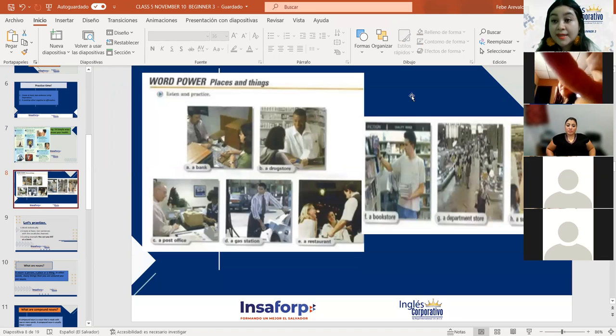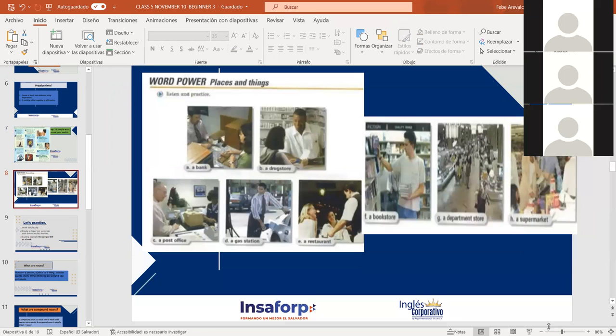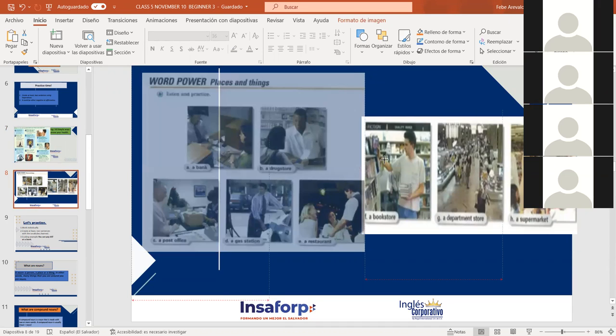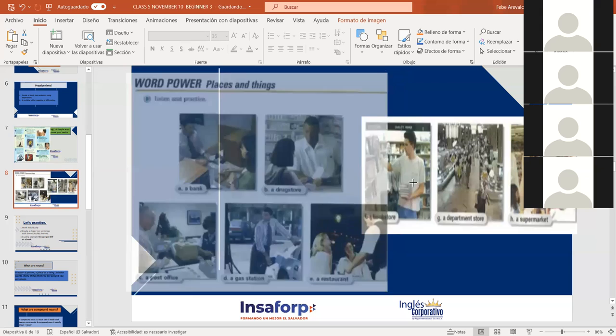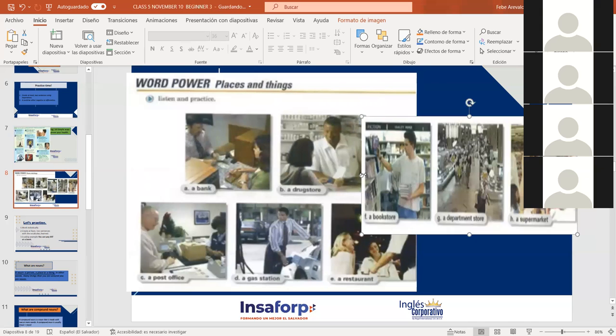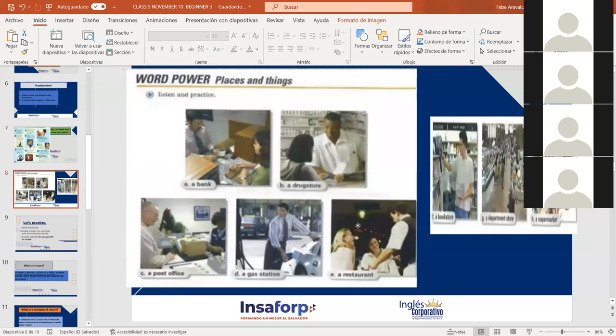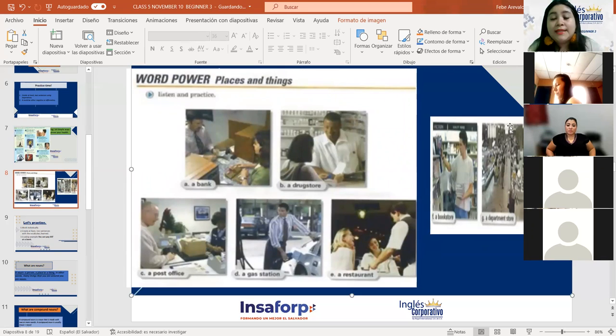We have places and things, all right? This is part of section 3, so let's get started with it. Let me see if I can make this bigger for you. Okay. Let's get started. This is vocabulary. So please, if you want, you can copy this vocabulary on your notebooks, all right? So we have bank, drugstore, post office, gas station, a restaurant.